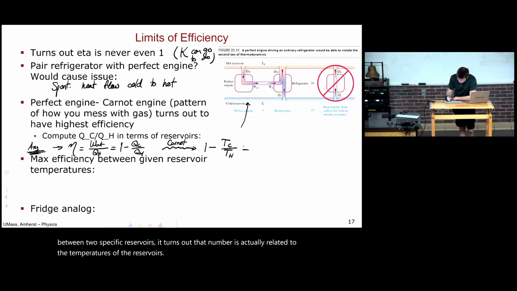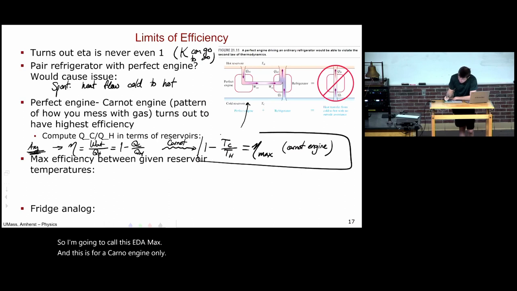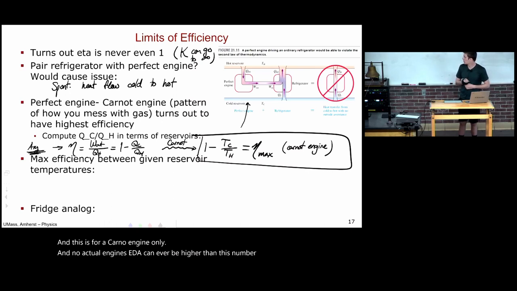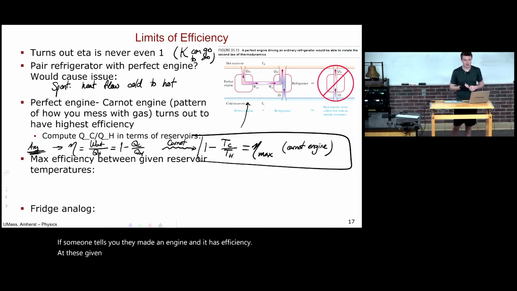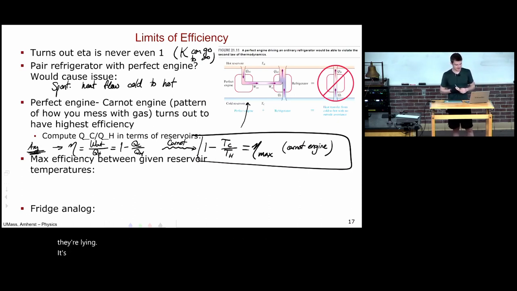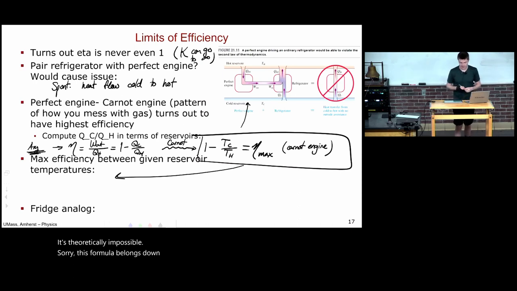So I'm going to call this eta max. Okay, and this is for a Carnot engine only. And no actual engine's eta can ever be higher than this number. If someone tells you they made an engine and it has efficiency at these given temperatures of 0.9 and a Carnot engine only has 0.8 efficiency, they're lying. It's theoretically impossible. Sorry, this formula belongs down here where there is more space.